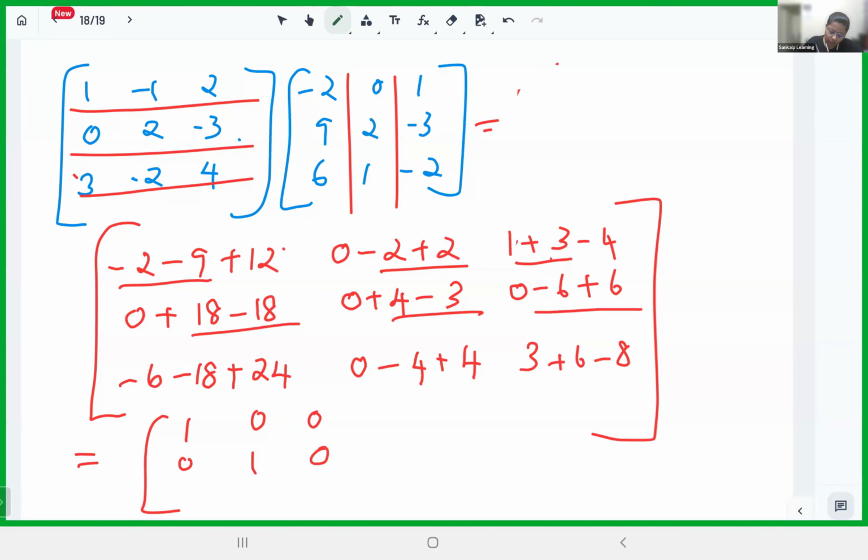Minus 6 plus 6 is 0. Minus 6 minus 18 means minus 24, plus 24 is 0. Minus 4 plus 4 is 0. 3 plus 3 minus 2, isn't it? 6 minus 8 is minus 2, and 3 minus 2 is 1. So what is this? This is actually the identity matrix.